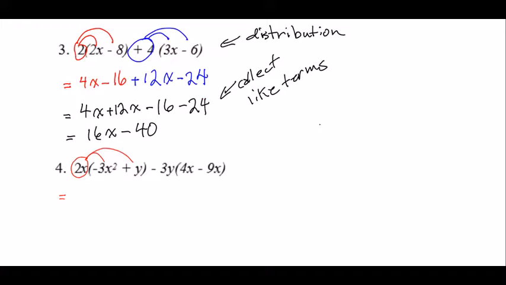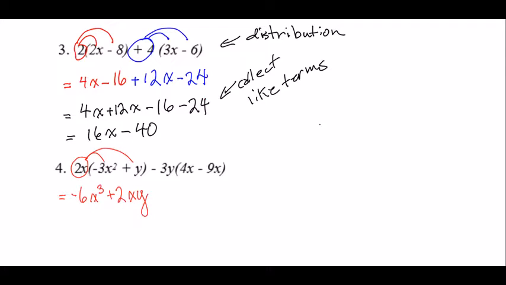So now we get 2x times negative 3x squared. So 2 times negative 3 gives us negative 6. And then x times x squared gives us x cubed. 2 times 1 is, well, it's plus 2xy.